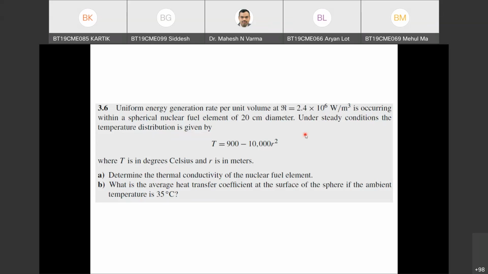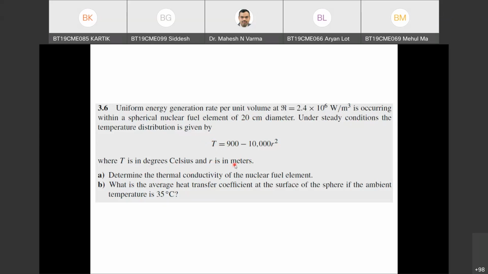Yes, sir. I was saying that we can use the equation Q is equal to minus K into dT by dr. Very good. So I can get dT by dr at R equals 20 centimeter. Because T is given, you can get dT by dr, that is estimated at r equals to 0.2 meter.